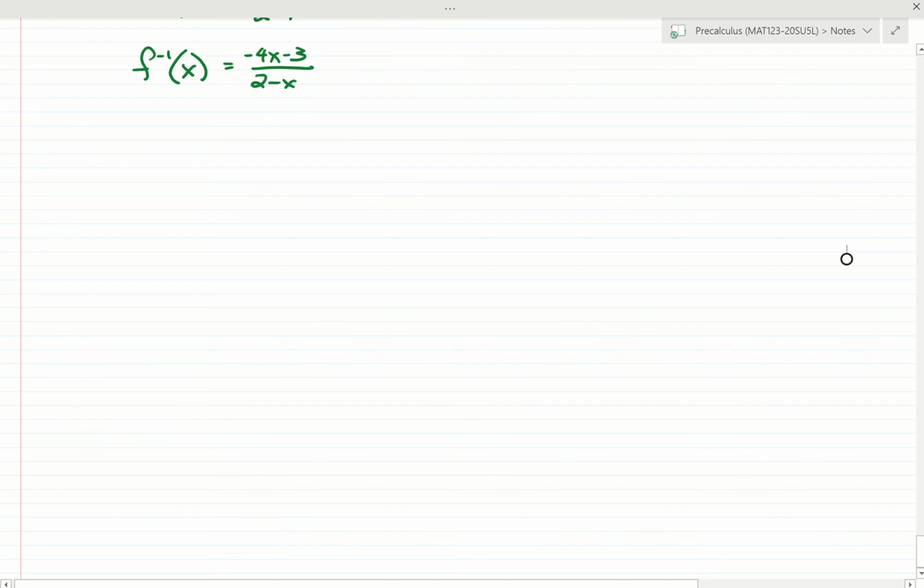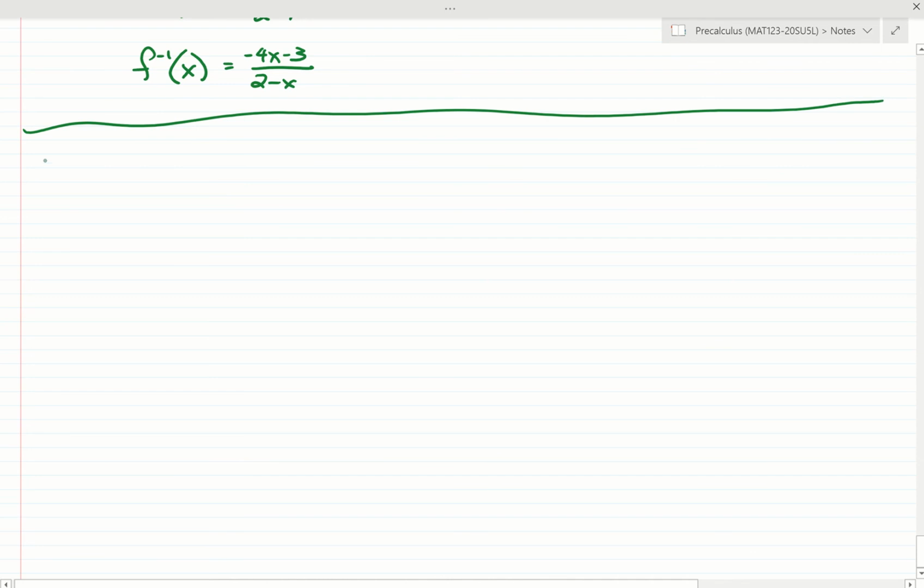Our next section is section 4.2. In section 4.2, we're going to be talking about a totally different type of function. It's called exponential functions.